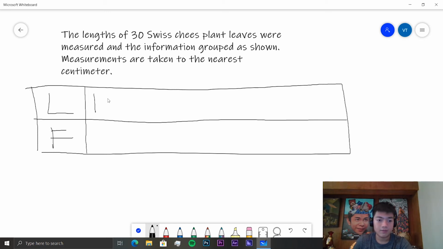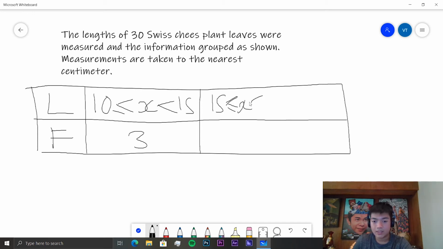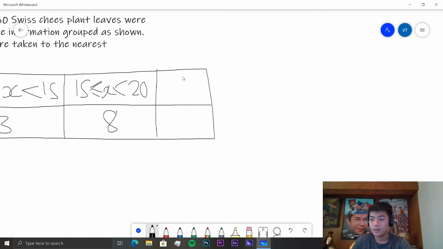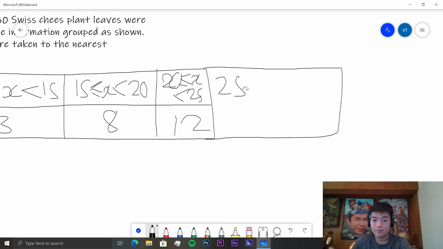First we have 10 less than or equal to x is less than 15, and there are 3 leaves here. Next is 15 less than or equal to x is less than 20, so we have 8 leaves here. Next we have 20 less than or equal to x is less than 25, and there are 12 here. And finally, we have 25 less than or equal to x is less than 30, and we only have 7 leaves here.